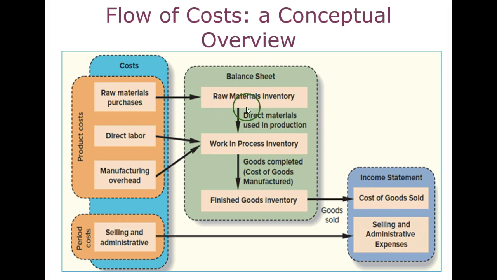Raw materials come in. The part that's direct materials will be issued to the work in process account. Direct labor comes in, manufacturing overhead comes in, and we accumulate the cost while they're being worked on. When you're finished, transfer all the cost into finished goods inventory. When they're sold, they go in the cost of goods sold account. Any period cost, selling and administrative, what I call the front office cost, is expensed immediately straight to the income statement.